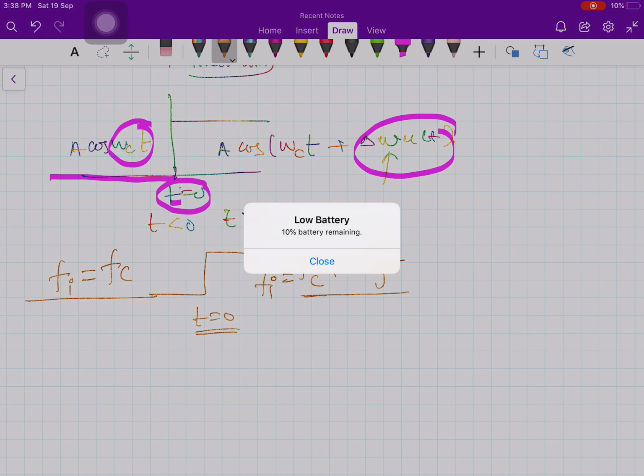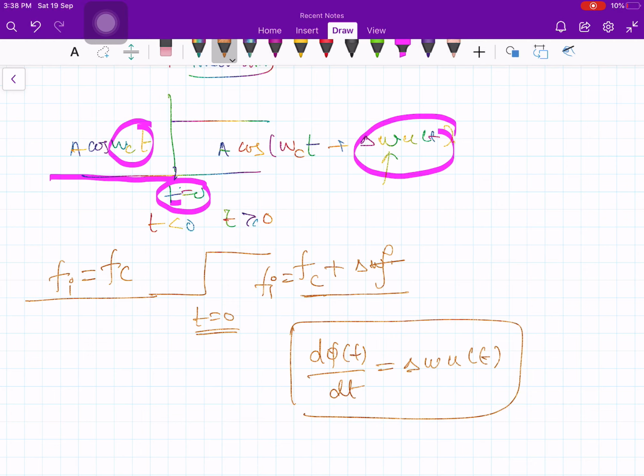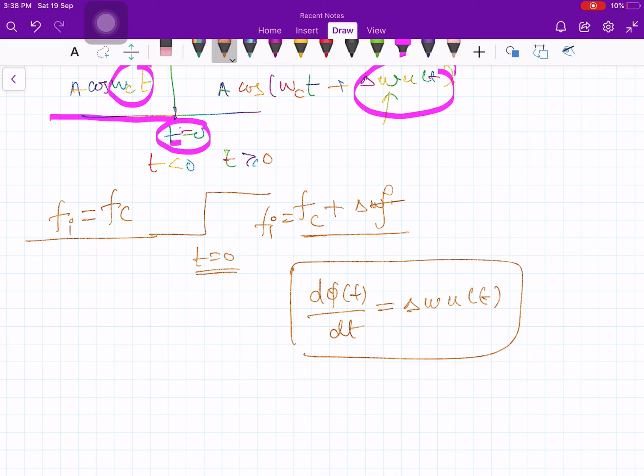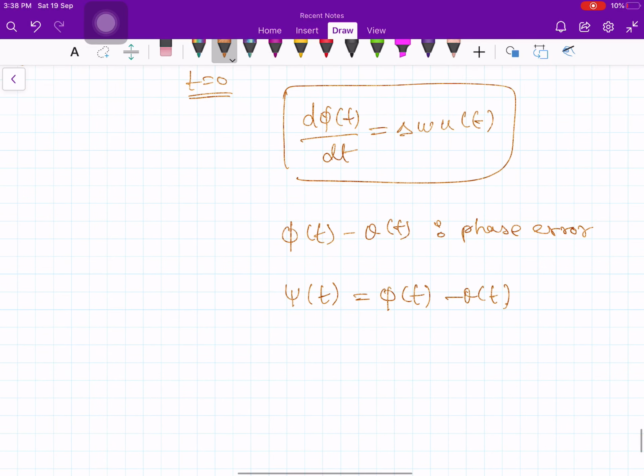Therefore, d phi of t by dt is equal to delta omega times u of t. Now, what is a phase error? We said phi of t minus theta of t. This is my phase error. Now let me denote this phase error by psi of t. Psi of t is equal to phi of t minus theta of t. So this is my definition. I put a triangle symbol here.